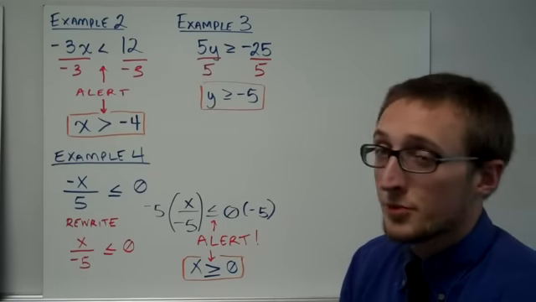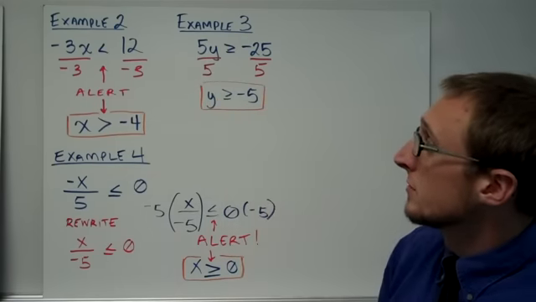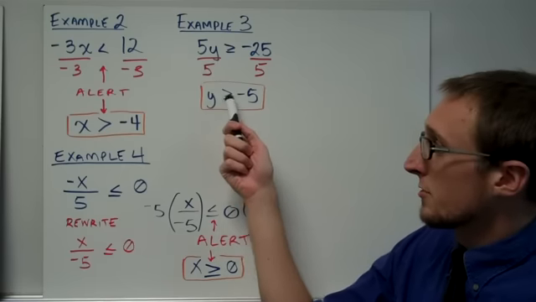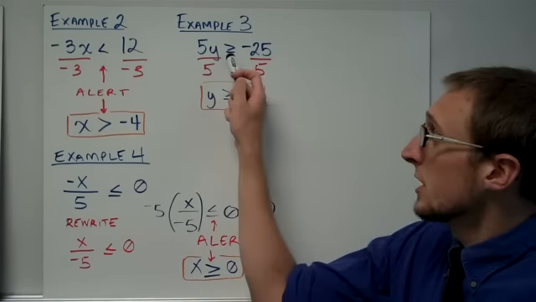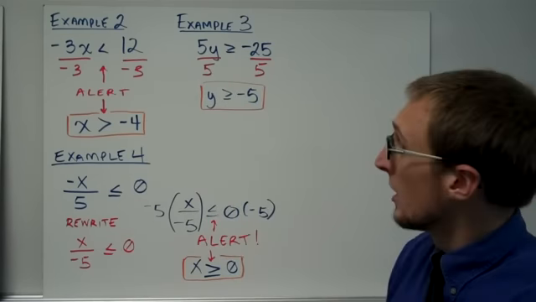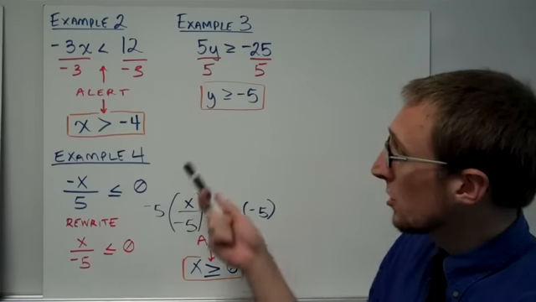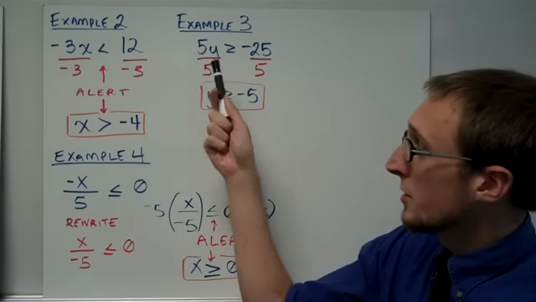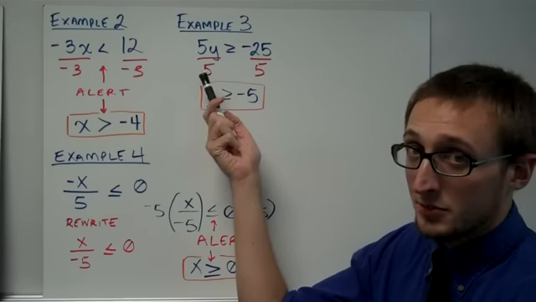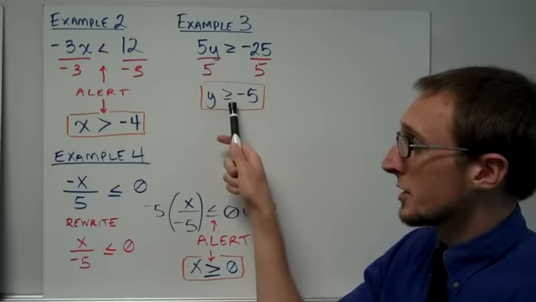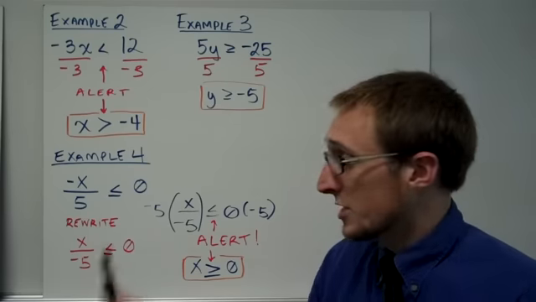5y is greater than or equal to negative 25. We divide both sides by 5, and our final answer is y is greater than or equal to negative 5. Notice how I did not flip the inequality sign. I didn't need to reverse it. Just because that number is negative means nothing. It's all about the number that you either divide or multiply both sides by. Since that 5 is not a negative 5, it's positive, I do not need to reverse the inequality sign. All right, pause right there before I do example 4.